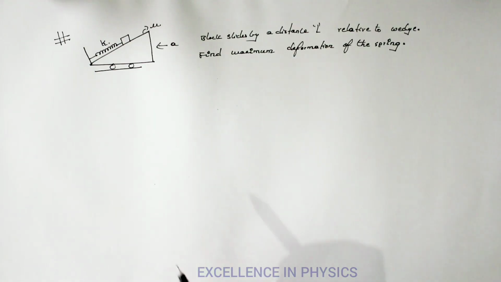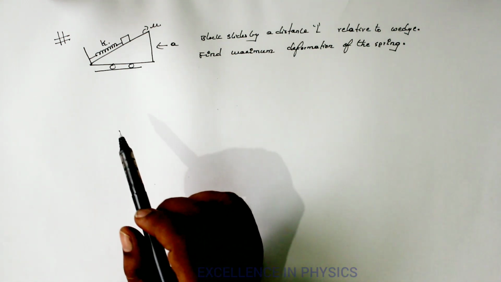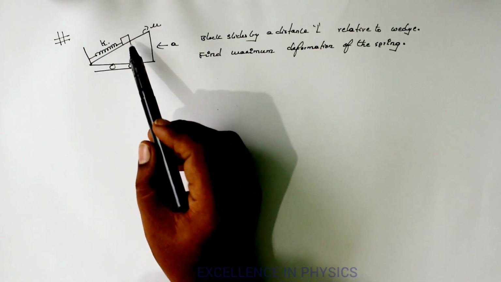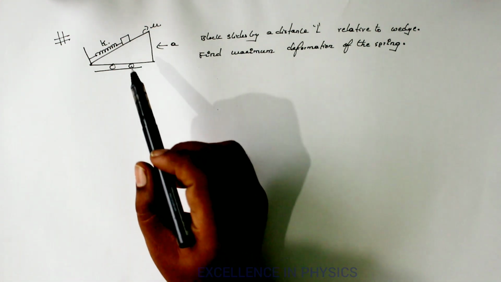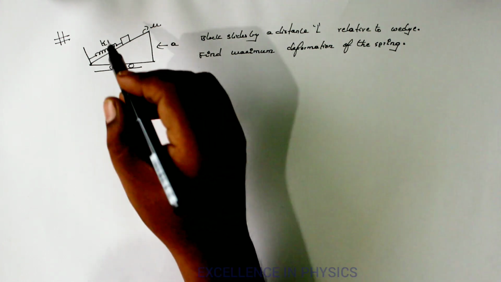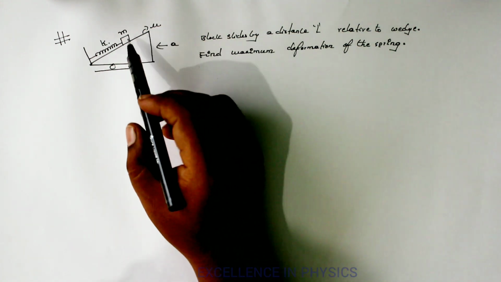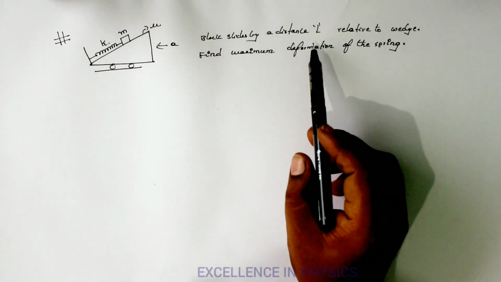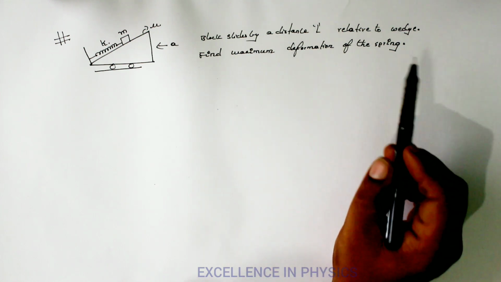So this is a wedge which is moving, which is accelerating in this direction. So here a spring is attached here, and to this spring a mass is being attached in this condition, and there is a frictional force present between this mass and this. So let a block have a mass of m, and friction exists between this block and this wedge here. So block slides by a distance L relative to the wedge, then find maximum deformation of the spring.